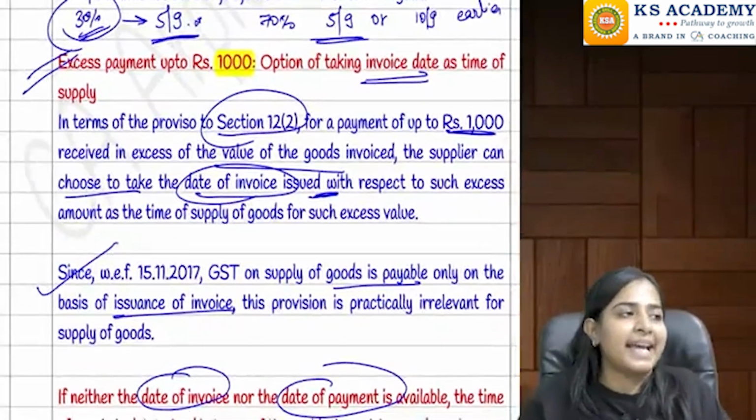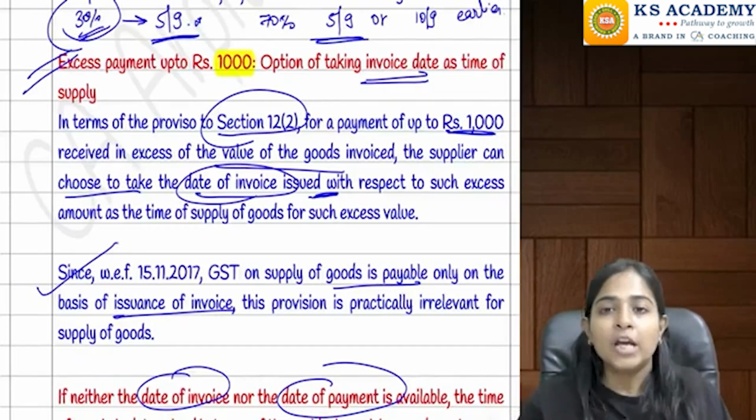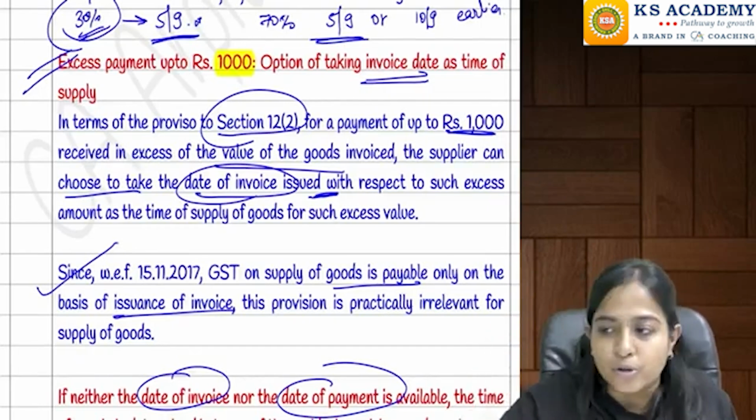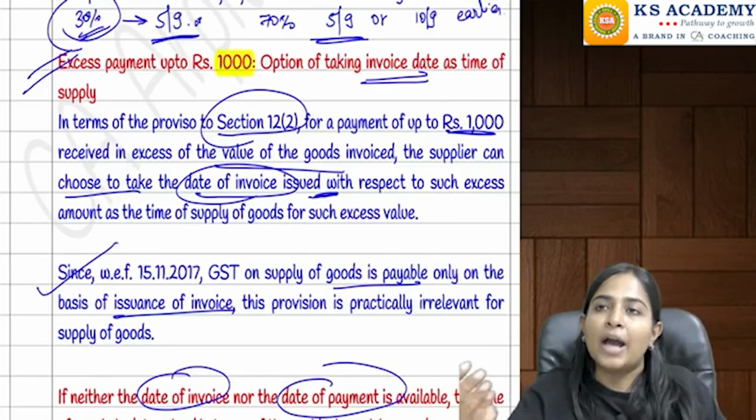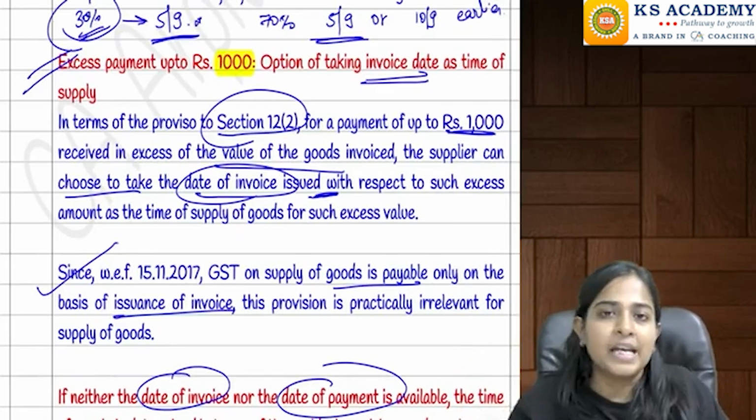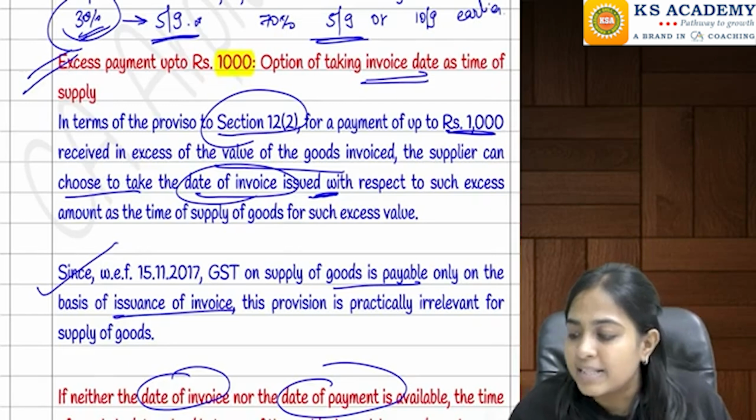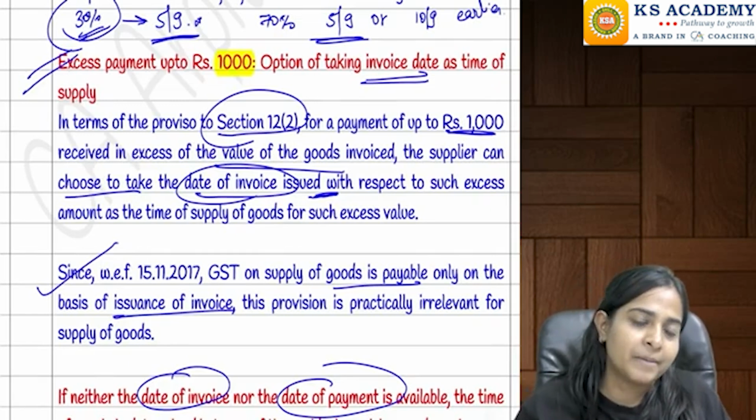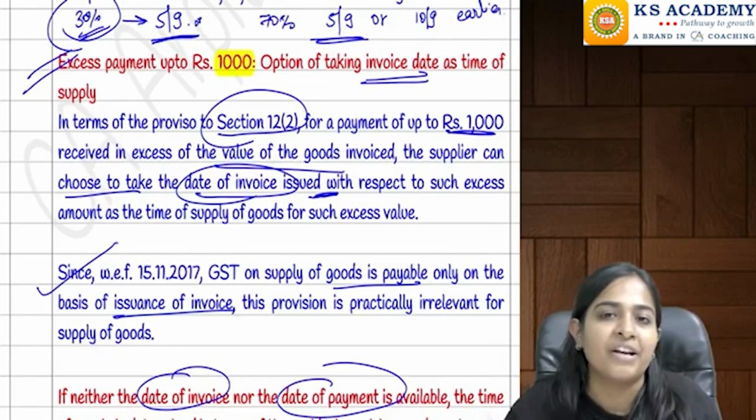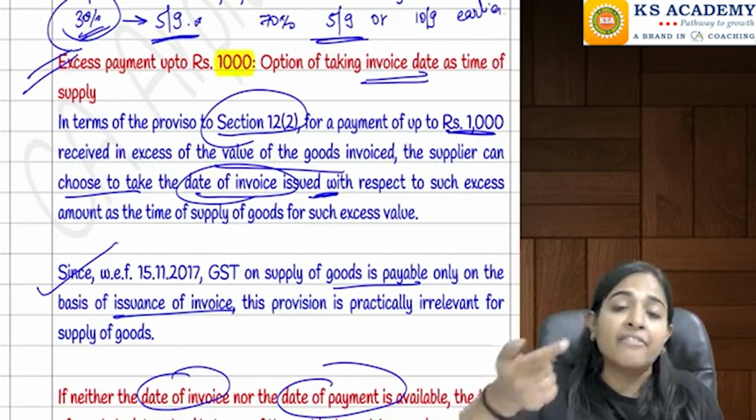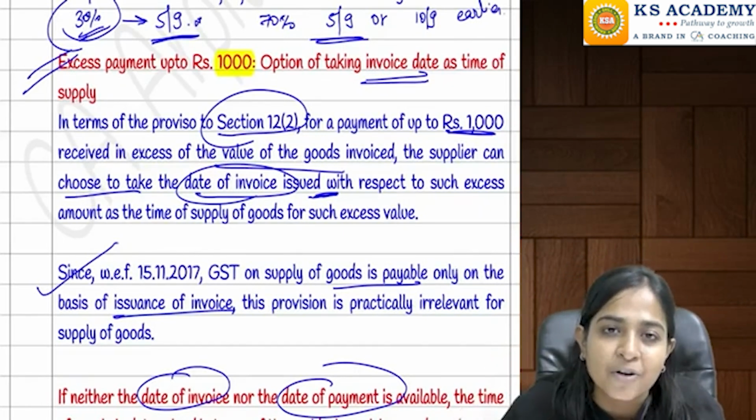Next one is excess payment up to ₹1,000. Normally, if I have supplied you goods, let's say worth ₹5,000, and then after that you have given me the money, let's say 5,500 rupees. I have supplied you goods of only 5,000. You have paid me 5,500. Can I say that I have received some excess amount of 500 rupees here?